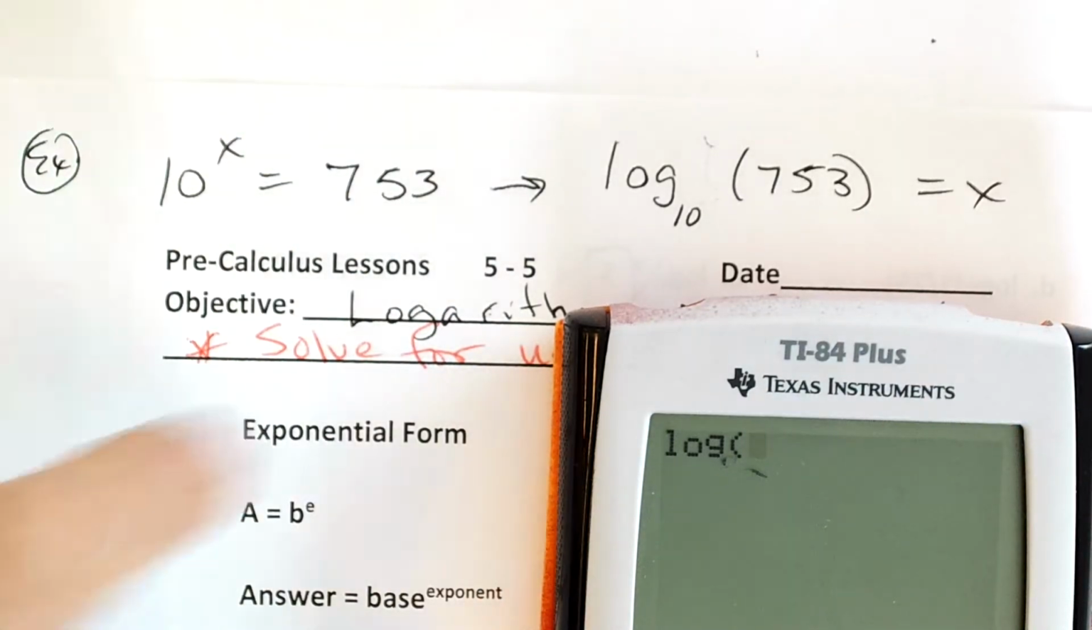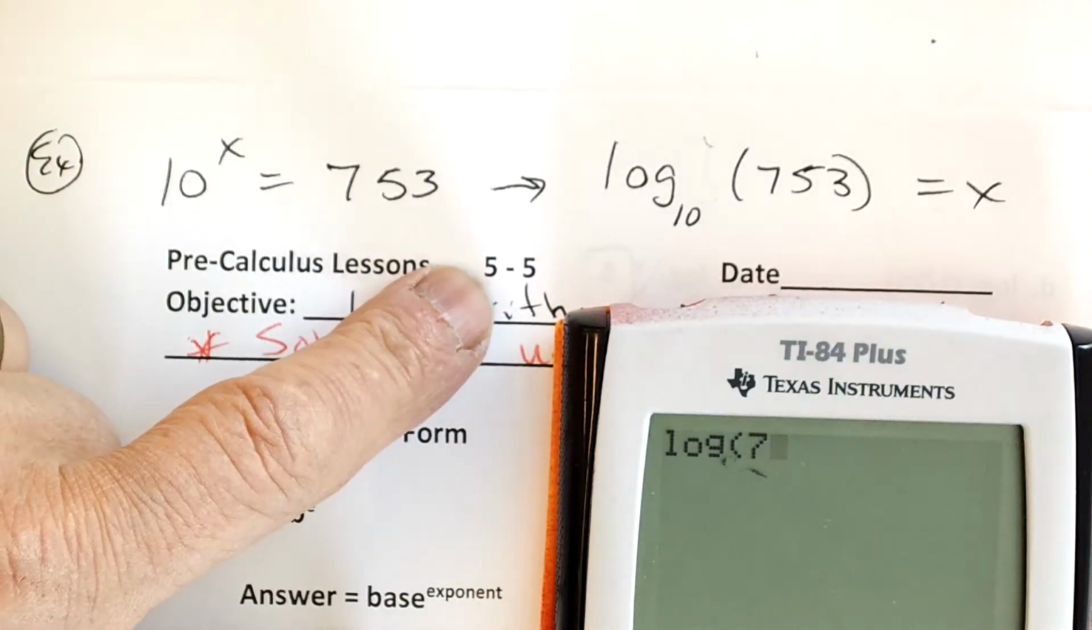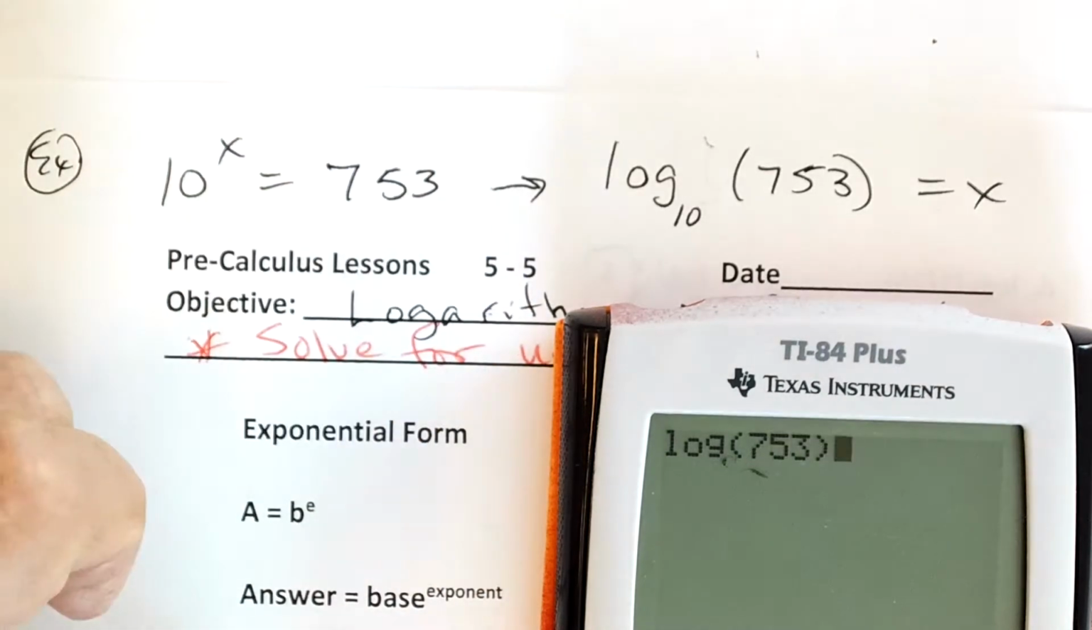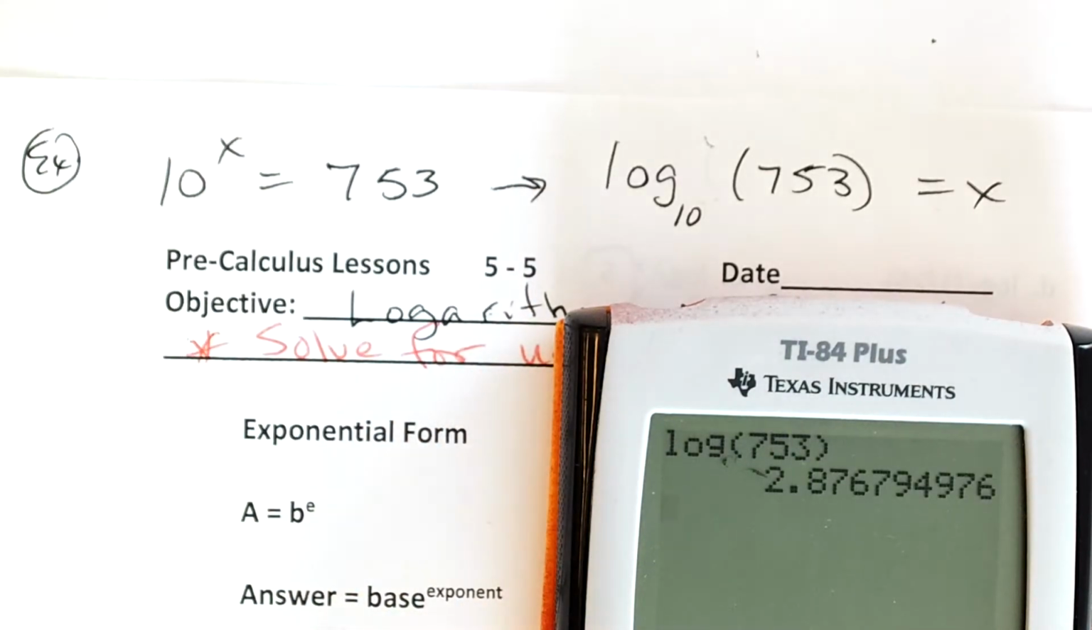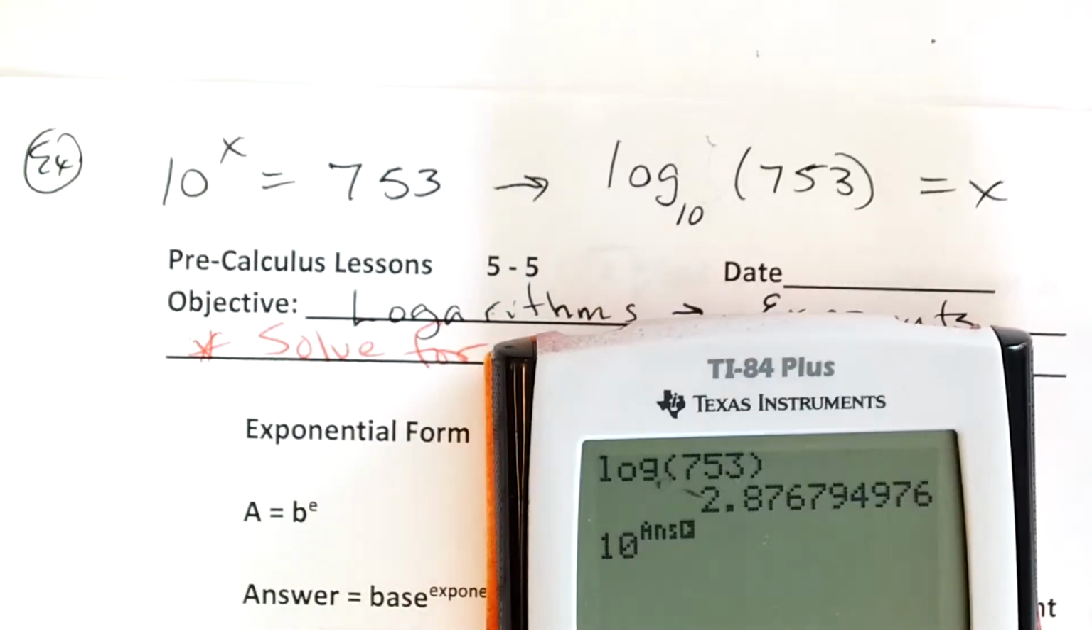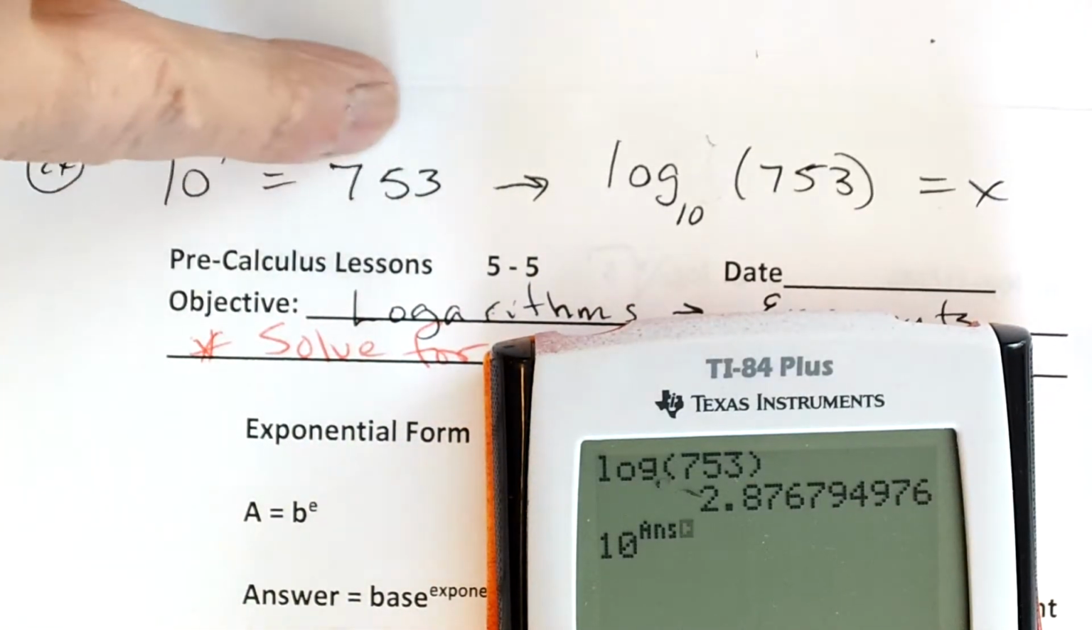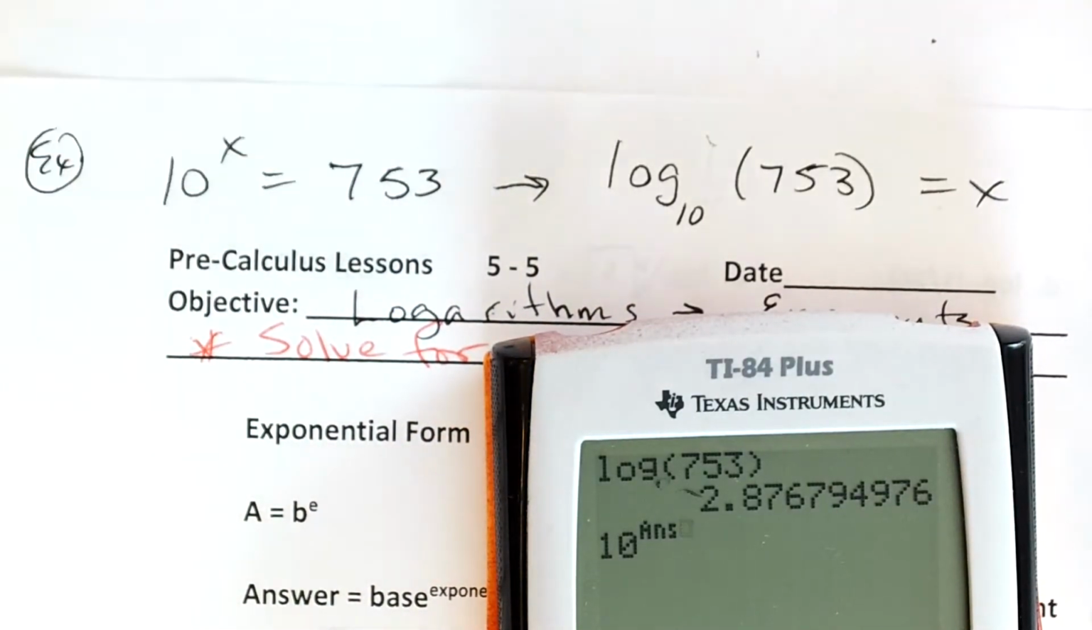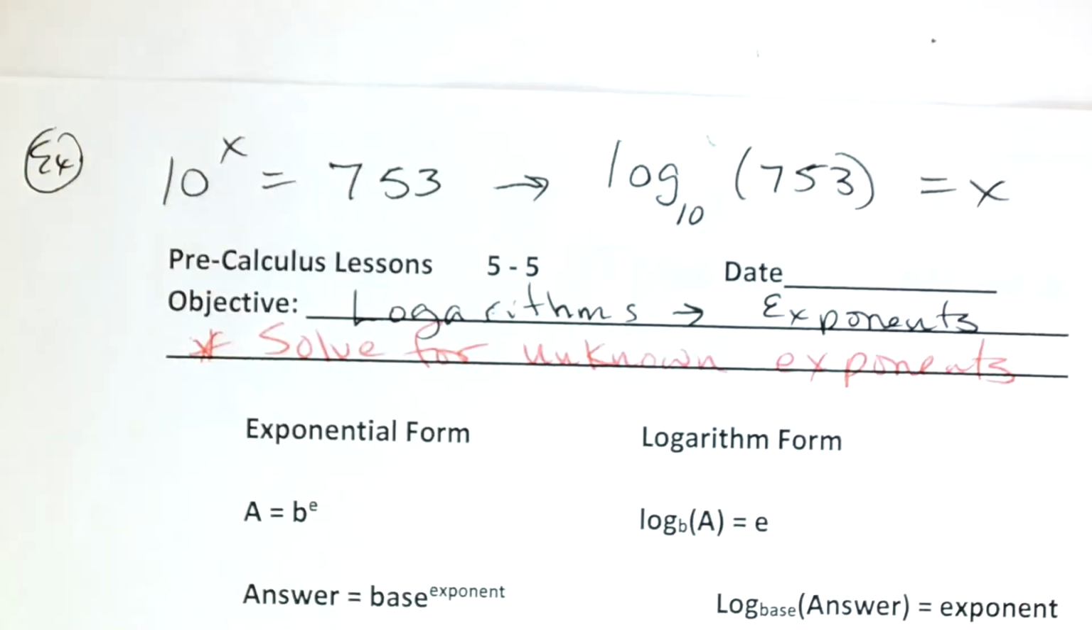So I go log of 753. It's about 2.87, blah, blah, blah, blah. So that means that 10 to that power, right? 10 to the 2.87, blah, blah, blah, should equal 753, right? Should. What do you know? Cool. So logarithms are probably pretty handy, aren't they? Pretty darn handy because they allow you to solve for the exponent.